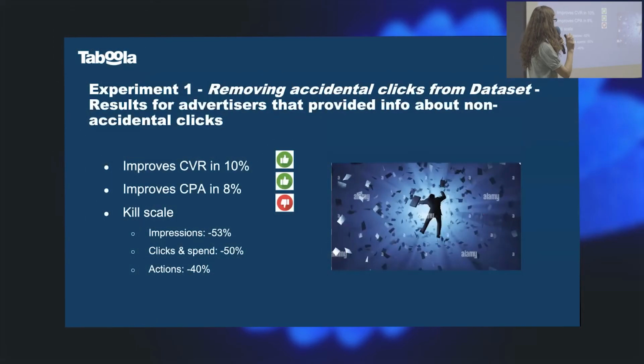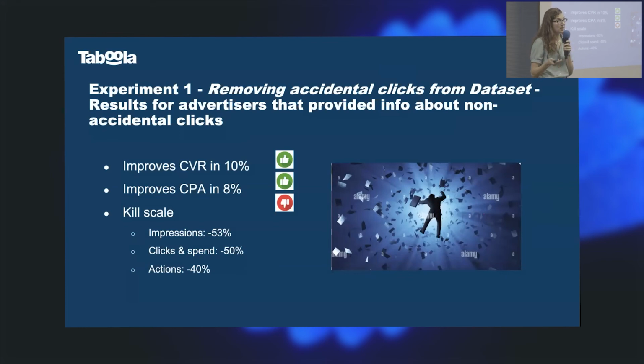The results you see here are the results of the test of removing accidental clicks for the advertisers that share this data with us. And the numbers you see here are only for those advertisers, okay? So as you can see, it does improve CVR and CPA. They get more conversions for the same number of clicks, and they pay less money for it, which is great. Like an 8% improvement in CPA is huge.